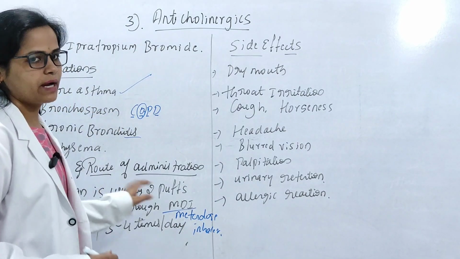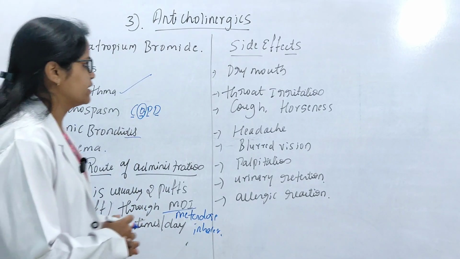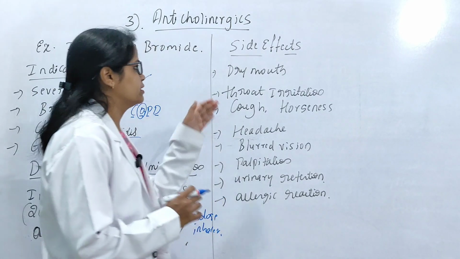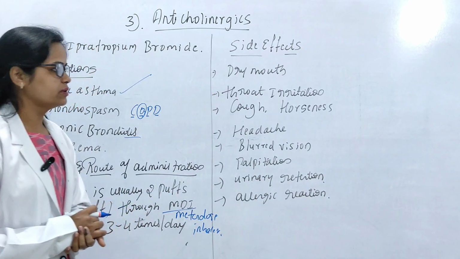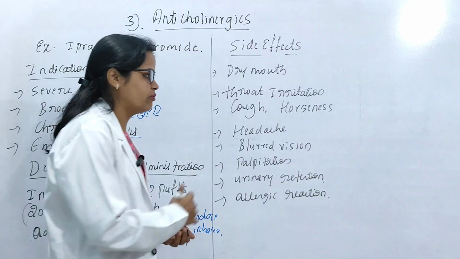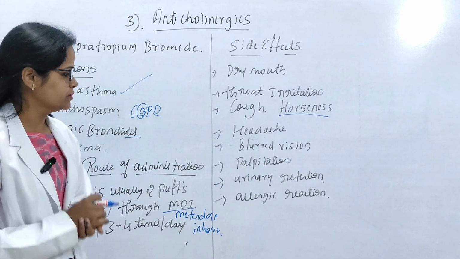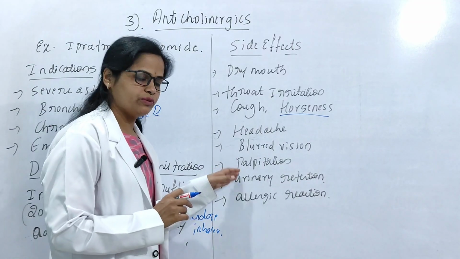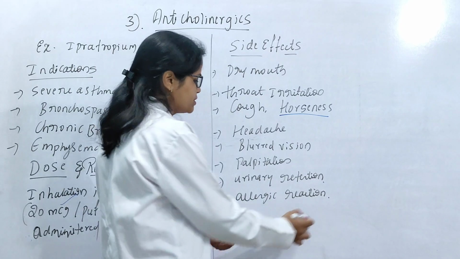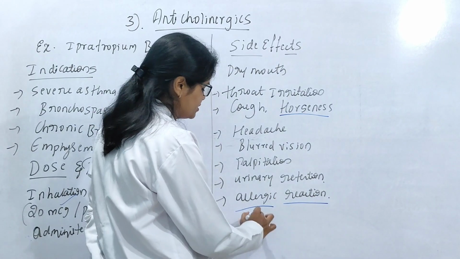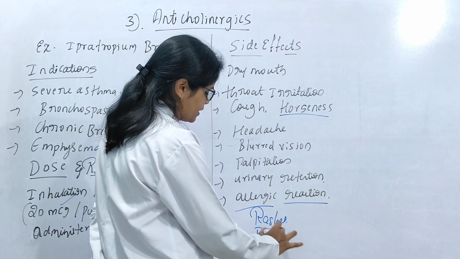Okay, this is the dose and route of administration of the ipratropium bromide. Next we'll see about the side effects. Usually after the administration of the drug, the patient may feel dry mouth, throat irritation, cough, hoarseness of voice and the voice change ಆಗುತ್ತೆ. And next the patient may feel the headache, blurred vision and next palpitation, audible of the own heart sounds and urinary retention and allergic reactions. Sometimes the patient may feel the hypersensitivity reactions with rashes or itching.